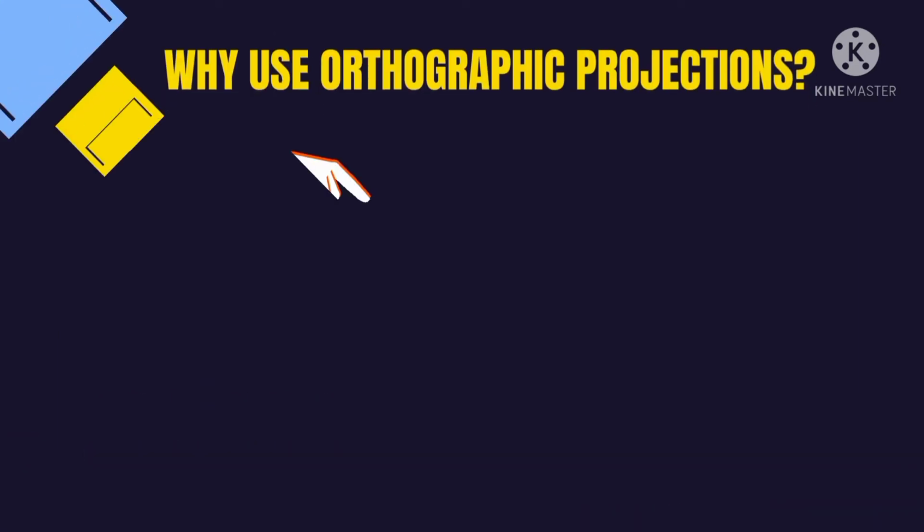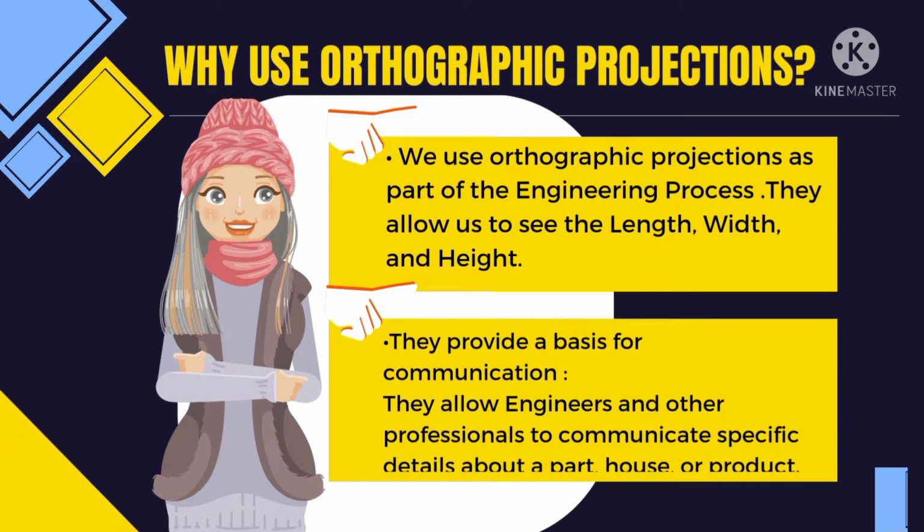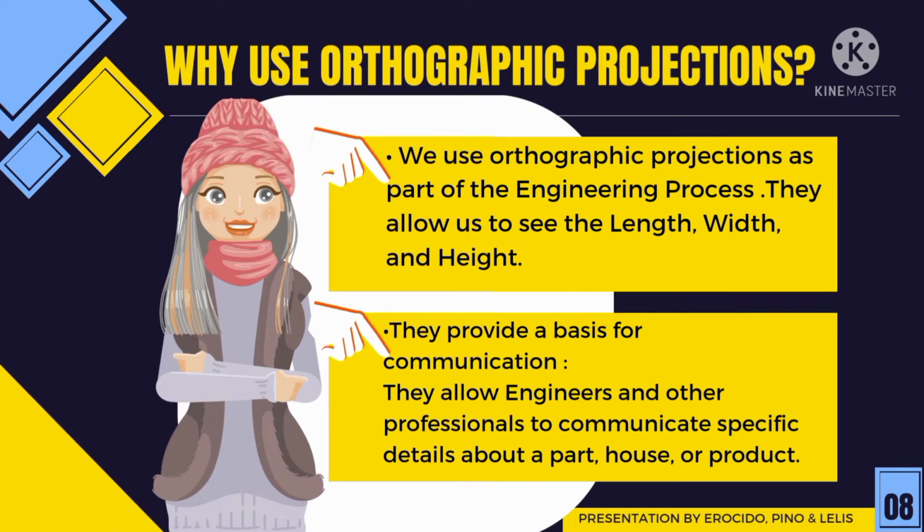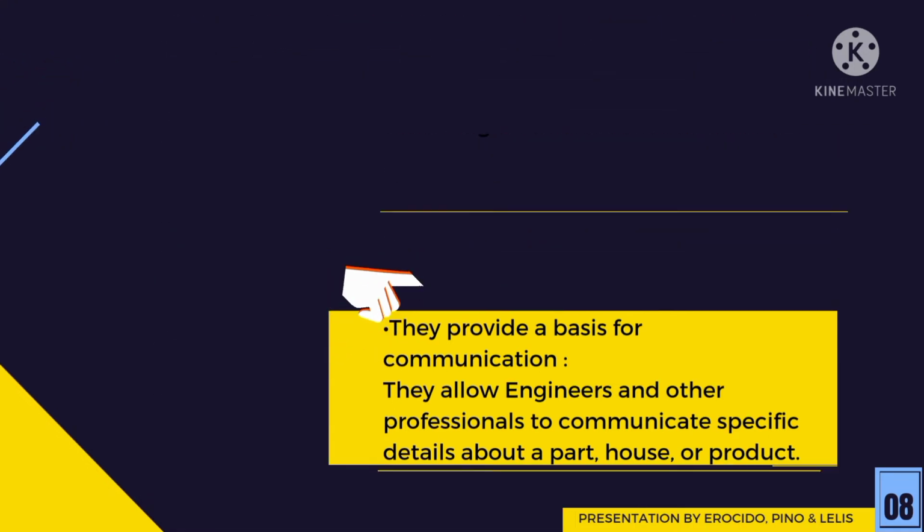So why use orthographic projections? We use orthographic projections as part of the engineering process. They allow us to see the length, width, and height, and they provide the basis for communication. They allow engineers and other professionals to communicate specific details about a part, house, or product.